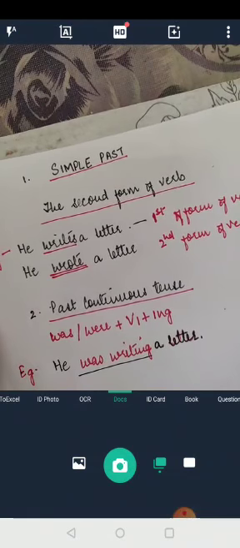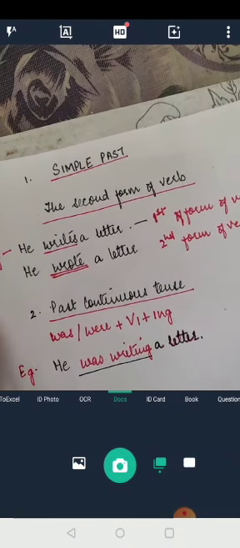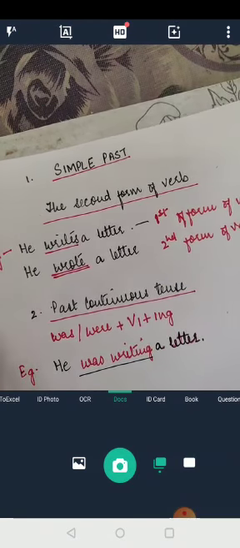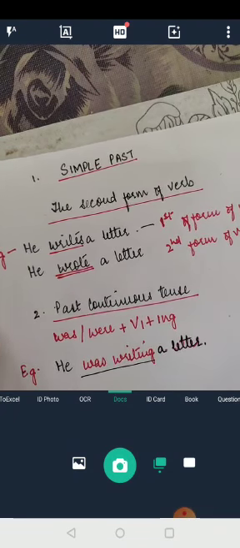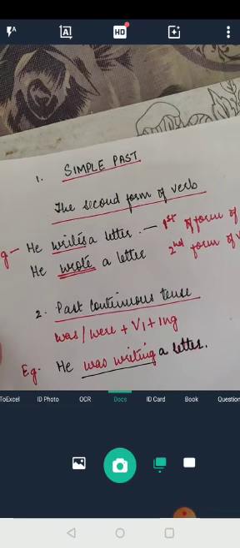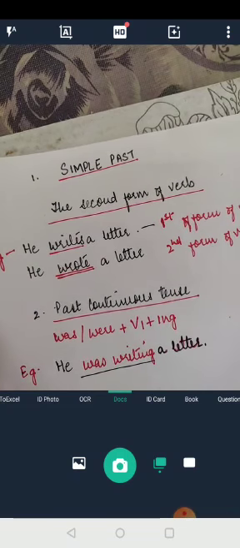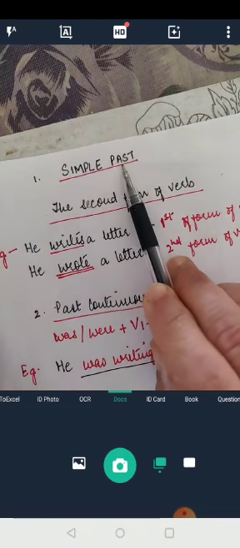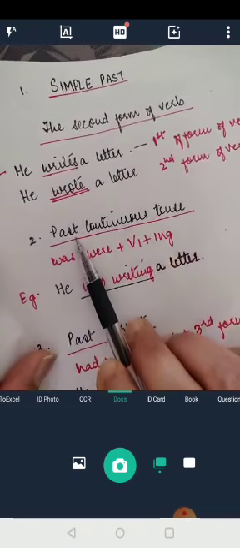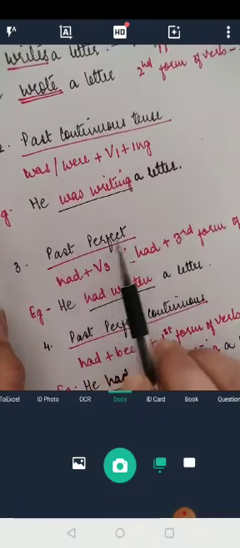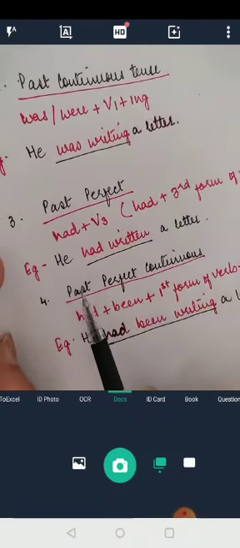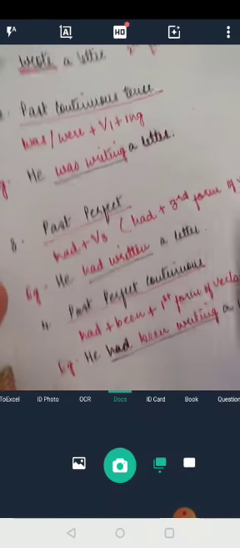Yesterday we did present tense and all the four forms of present tense. Now today we are going to do past tense, and again, like present tense, past tense also has four forms. The first is simple past, then we have past continuous, then the third is past perfect, and the fourth one is past perfect continuous.